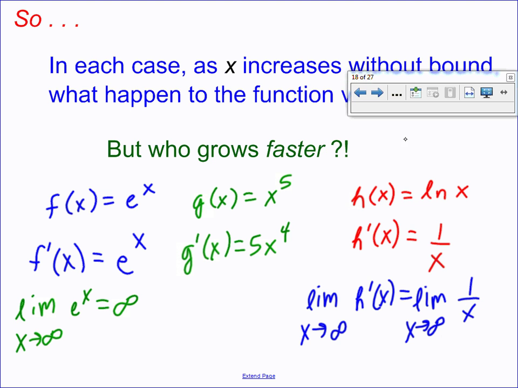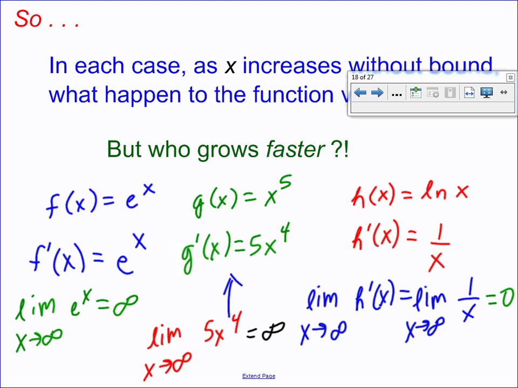here. What about this middle one, though? As x approaches infinity, what does g prime of x do? It goes to infinity as well. And so here we're stuck in a situation where we've got two limits of growth rates that are approaching infinity. So what do I do? Quit? Give up? Their growth rates are both approaching infinity. Who wins?